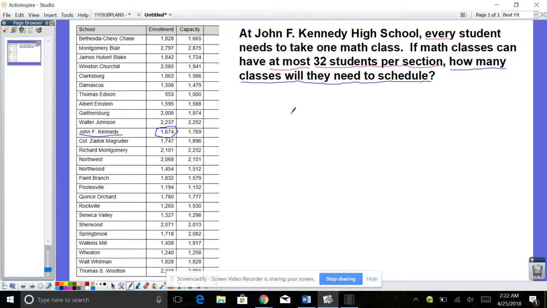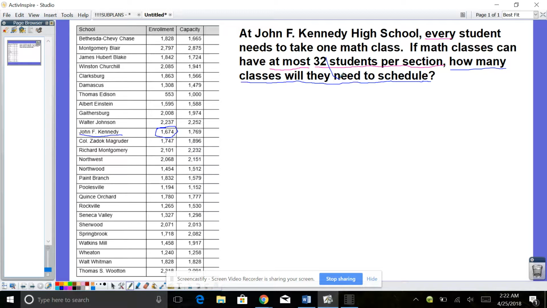All right, so let's think about this for a second. I need to make an equation. I need to decide how many students are going to fit 32 in each class, and I need to find out how many classes there needs to be. What equation are you thinking about?